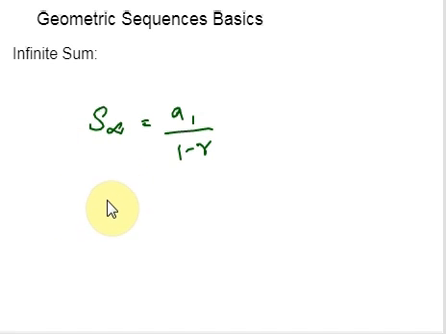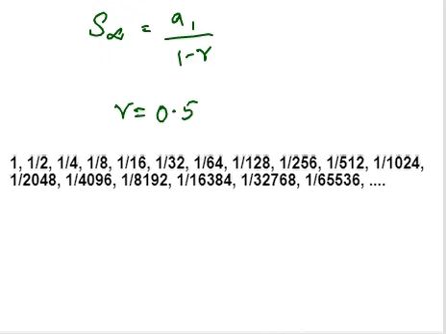The only case left then is when the magnitude of the ratio is less than 1. For example, consider r is 0.5 or half. A sequence might be 1 half, 1 over 4, 1 over 8. It keeps on going like that. As the sequence goes on, the terms are getting smaller and smaller and it approaches 0 at one point.